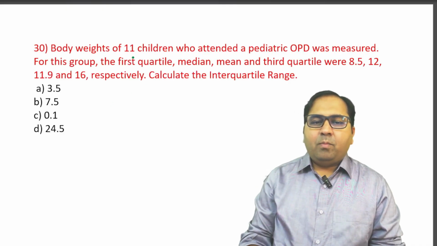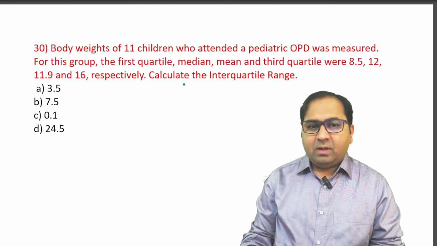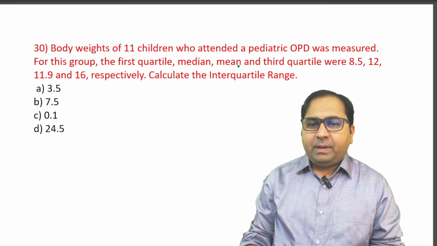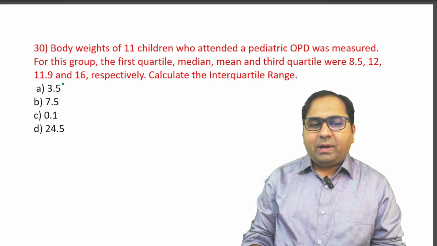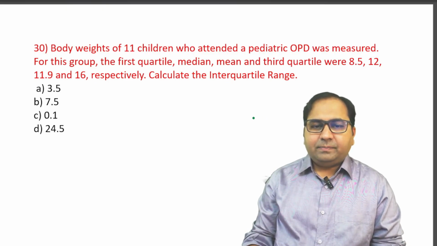Next question. Body weight of 11 children who attended a pediatric OPD were measured. For this group, the first quartile, median, mean, and third quartile were 8.5, 12, 11.9, and 16 respectively. So calculate the interquartile range. How do you calculate it?